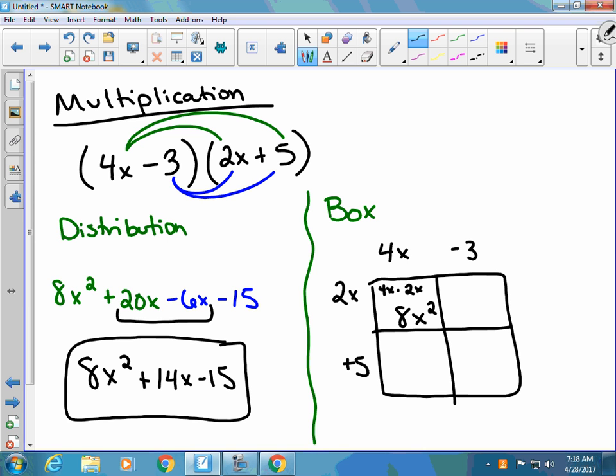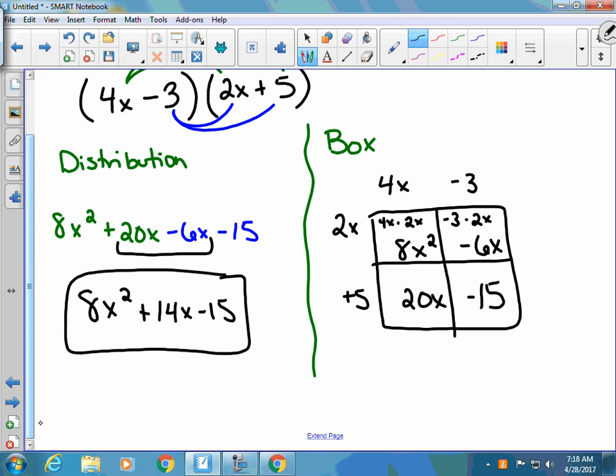And the top right, this is negative 3 times 2x. So notice it's whatever row and column those are in that box, that's what you're multiplying. So this would be that negative 6x. The bottom left would be 20x. Bottom right would be that negative 15. Then you need to combine your like terms. So notice these two are like terms, so I would technically combine those. So I've got 8x squared plus 14x minus 15.